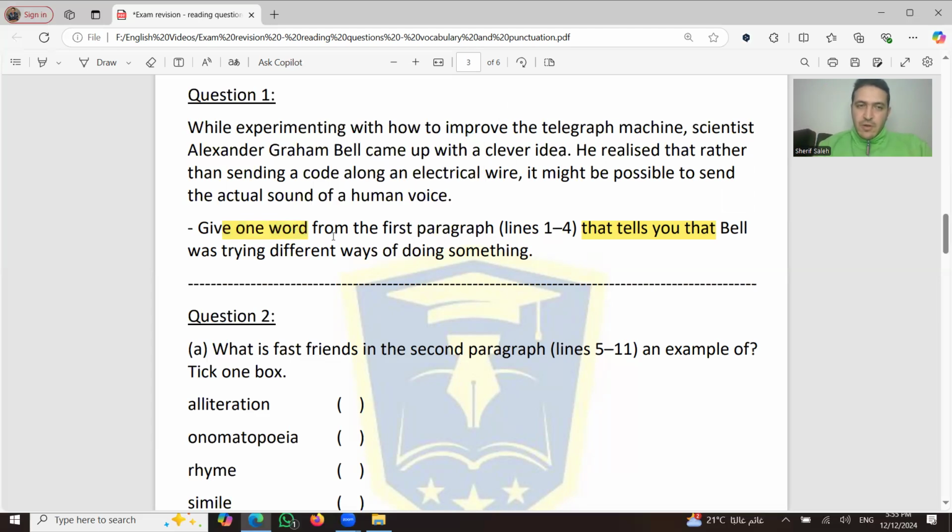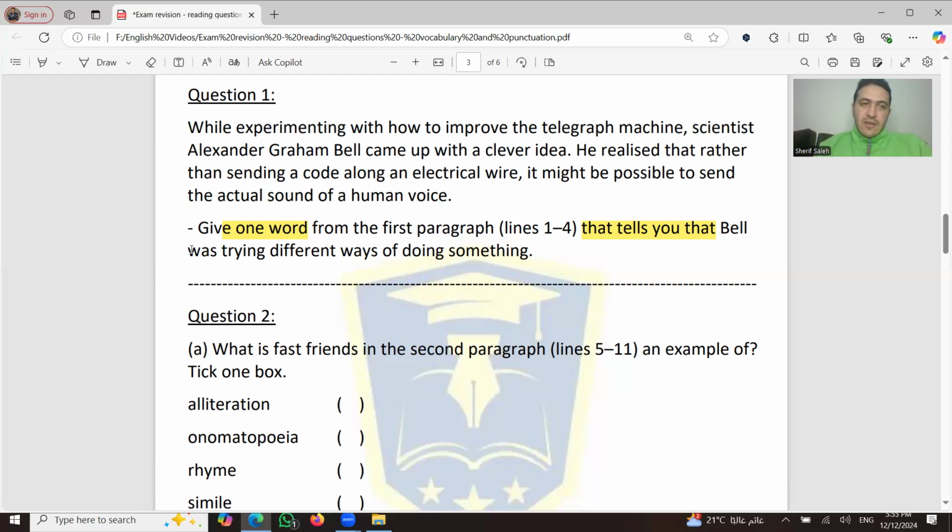That was the first point: we need to find one word from the first paragraph. So we look at the first paragraph, lines 1 to 4. It's very important to be able to count the lines. We may talk about that in a later episode. That tells you that Bill was trying different ways of doing something.